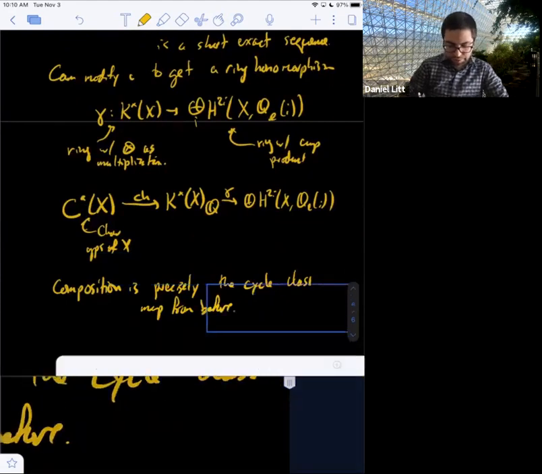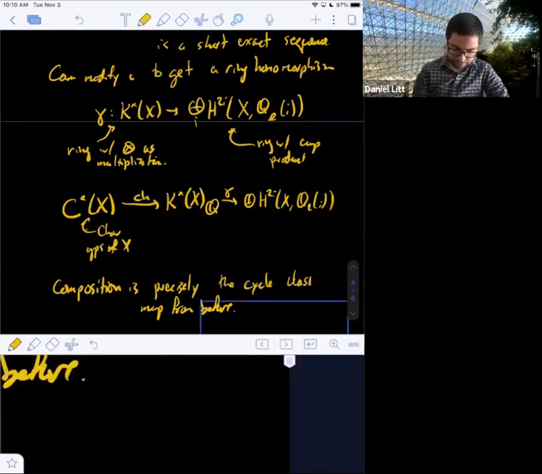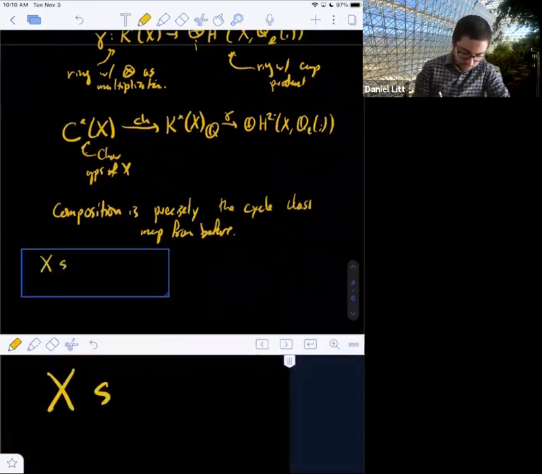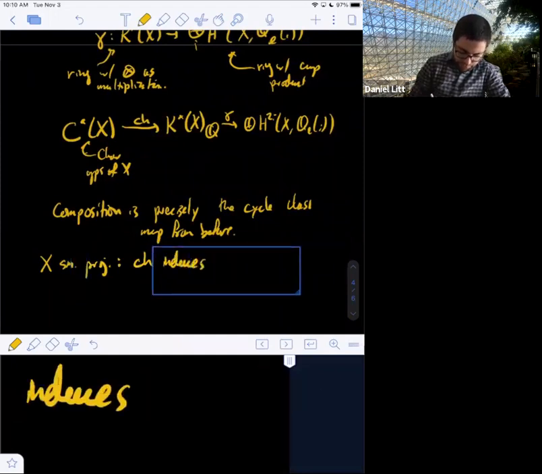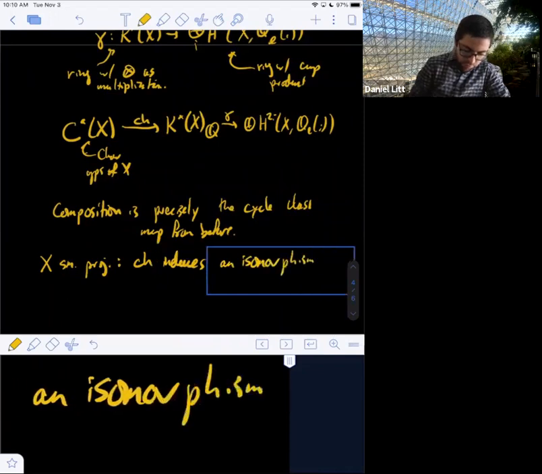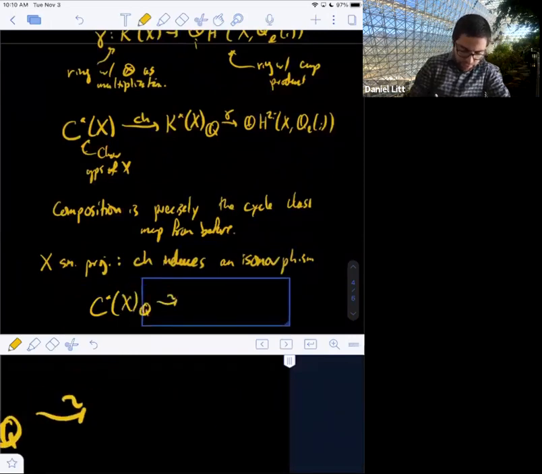So what that shows, if you believe this fact, which is highly non-obvious, is that this cycle class map is actually a ring homomorphism. Meaning you can compute, for example, intersection products in Chow groups in terms of cup products in analytic cohomology. And then the really amazing thing is that in fact, for X smooth and projective, ch induces an isomorphism between the rational Chow groups of X and the K theory of X.